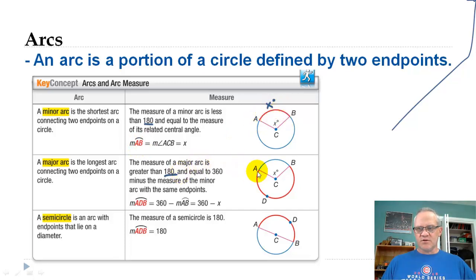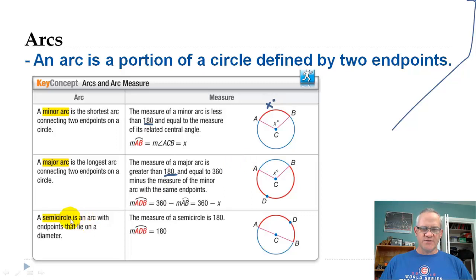Here, this arc goes from A to B as well, but we can't call it arc AB because that would mean it's the same as this. So we have to use A and B, but then one other point in the middle. If it's a major arc, we cannot call it AB. You have to use one other point out here. So you go from A to D to B, and the measure of arc ADB would mean this major arc. If you just say AB, it's the short or minor arc.